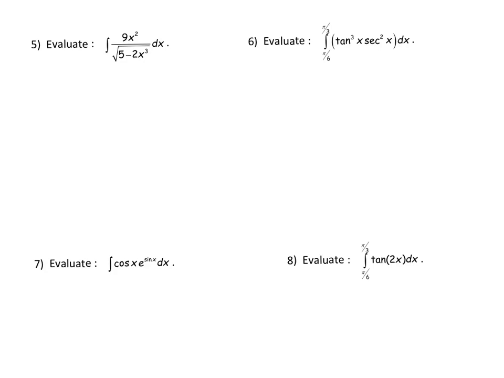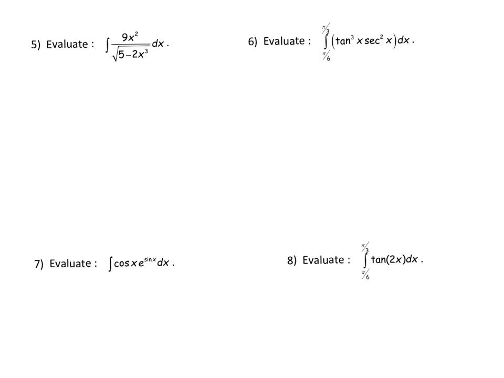In this video, we'll look at problems 5 through 8. So let's start with number 5. We take a look at that, and you want to look at things and see, well, I've got an inner function and an outer function. The inner function is 5 minus 2x cubed.